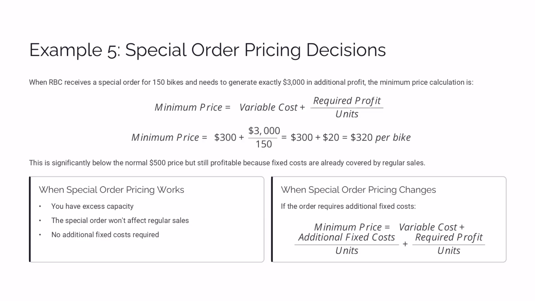When RBC receives a special order for 150 bikes and needs to generate exactly $3,000 in additional profit, the minimum price calculation is: minimum price equals variable cost plus required profit divided by units equals $300 plus 3,000 divided by 150 equals 300 plus 20 equals $320 per bike, significantly below the normal $500 price, but still profitable because fixed costs are already covered by regular sales.